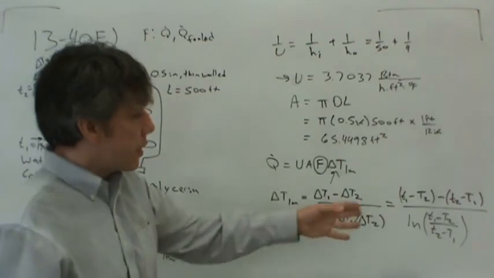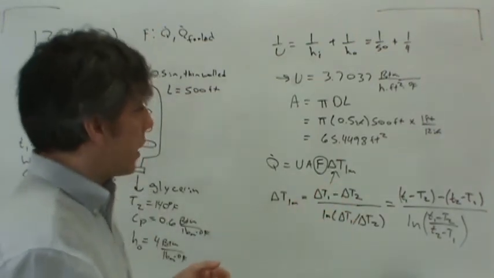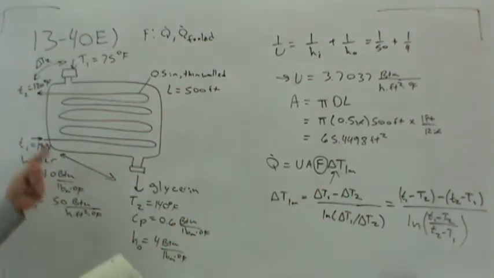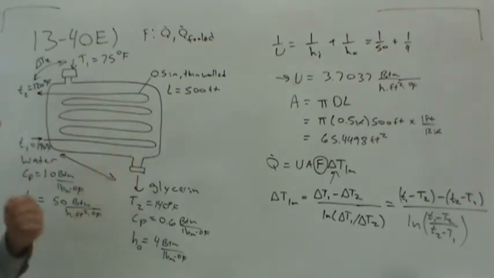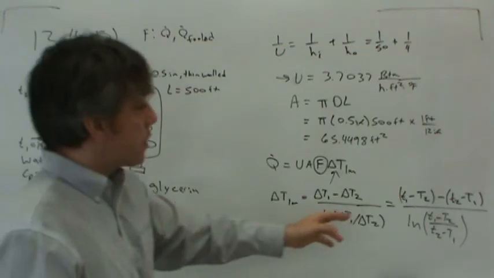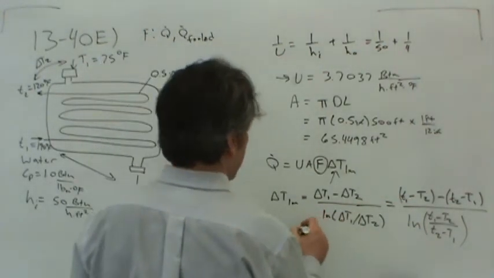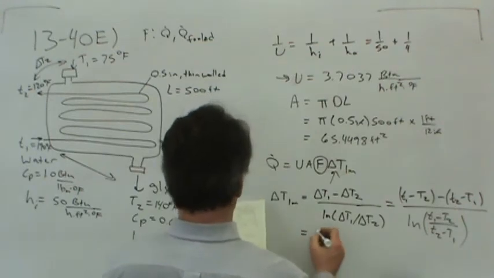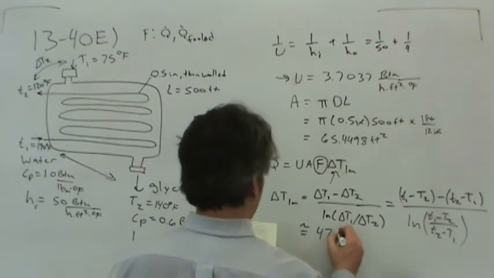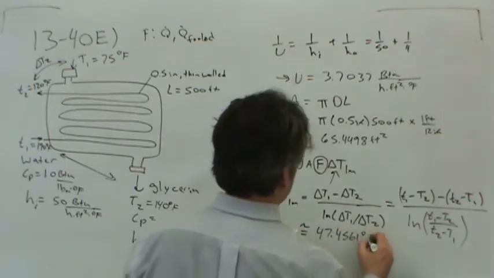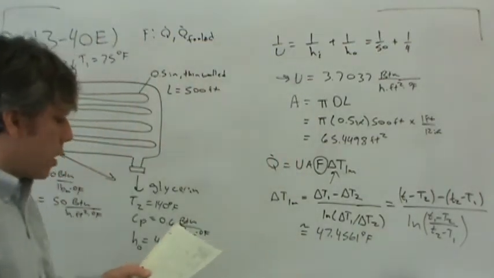Now, I won't plug in all the numbers because I'm running out of space. You can do that. You see what these temperatures are. You can see little t1, little t2, capital T1, capital T2. You can plug all these things in and come up with the result. It's pretty straightforward. You should come up with a log mean temperature difference of about 47.4561 degrees Fahrenheit. That's what you should come up with.